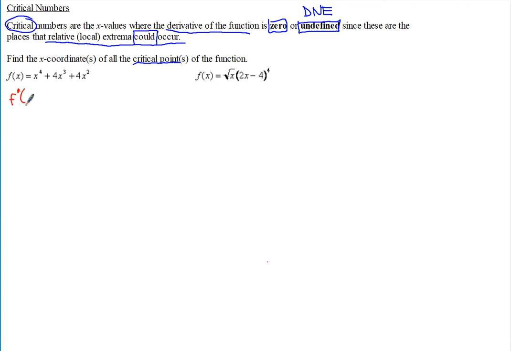So f prime of x would be, using the power rule, 4x cubed plus 12x squared plus 8x. Notice this one, there's no denominator, so we don't have to worry about it being non-existent or undefined. And there's no even roots either. So we can just see what makes this equal to 0. And you can first factor out a GCF of 4x. And that'll leave us with x squared plus 3x plus 2. And then we can factor this trinomial further.